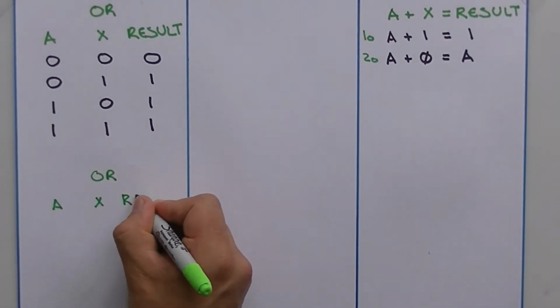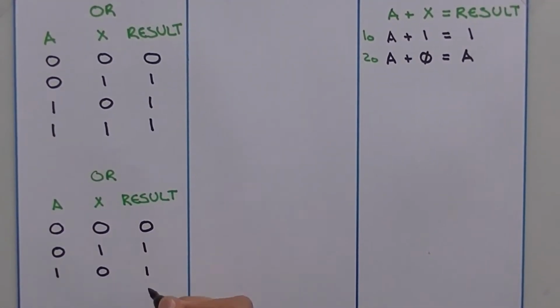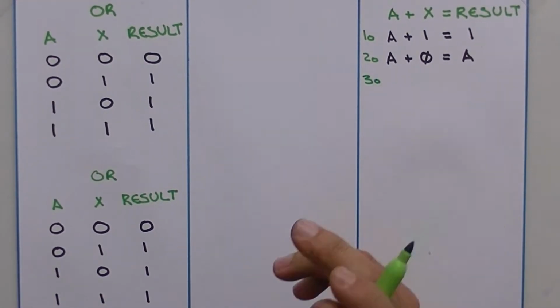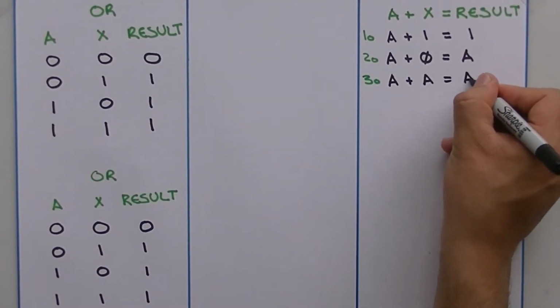We rewrite the OR truth table and deduce 2 more rules. This time, looking at the first and fourth rows, we can say that 0 plus 0 is 0, and 1 plus 1 is 1. So a variable plus itself is equal to the same variable. So the third rule states that a plus a is a.